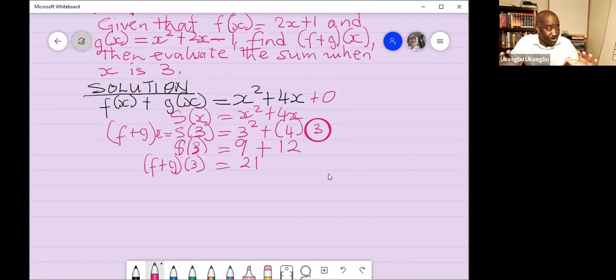I want you to understand how to combine these things. Once you're able to master that, the other things will be added on top of it. So next class, long division and partial fraction.